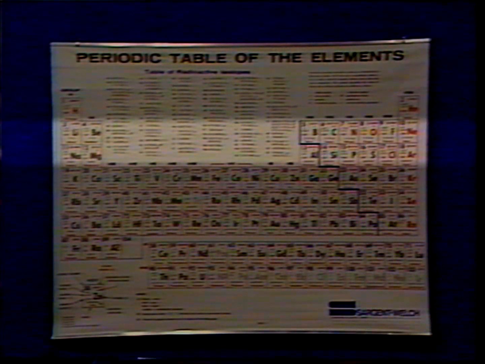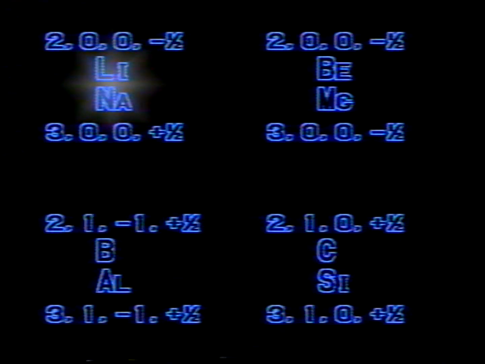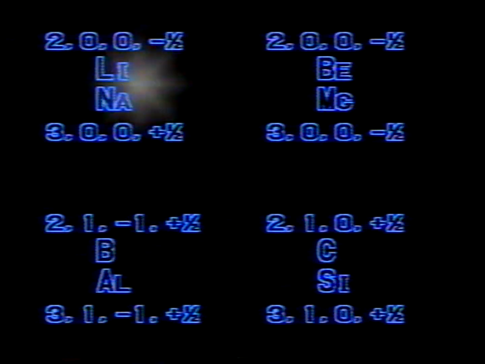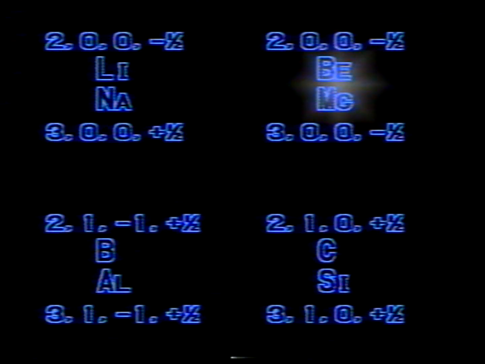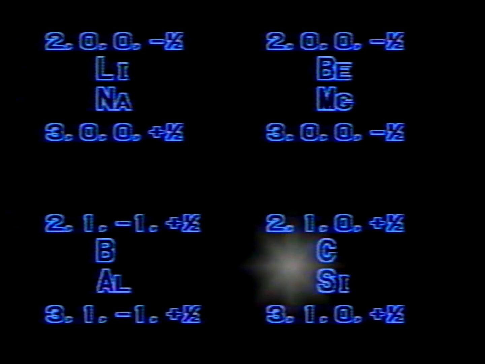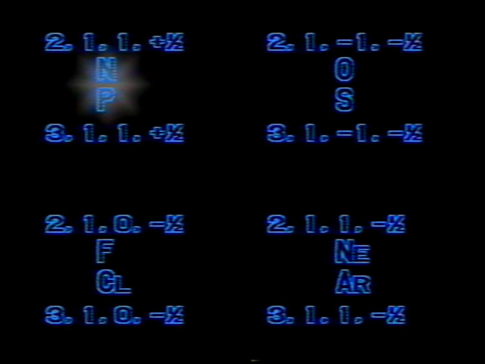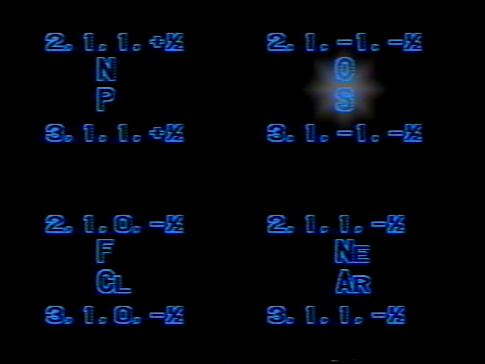Let us look at the quantum numbers in row 3. Sodium's quantum numbers are 3, 0, 0, plus 1/2. Magnesium's quantum numbers are 3, 0, 0, minus 1/2. Aluminum: 3, 1, minus 1, plus 1/2. Silicon: 3, 1, 0, plus 1/2. Phosphorus: 3, 1, 1, plus 1/2.